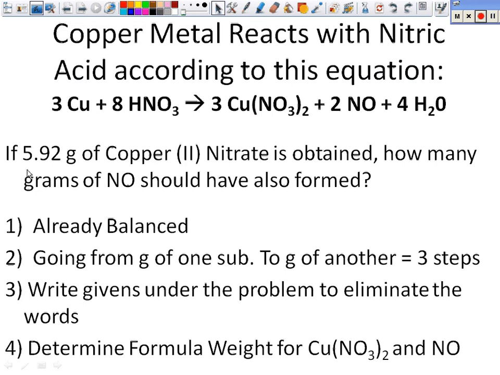We're going to skip this. This is basic. 5.2 grams of copper nitrate is obtained. How many grams of NO2 should also have formed? Basically, you're just going from grams of copper 2 nitrate to grams of nitrogen oxide. Real simple. That's a 3-step gram to gram. What would be your mole to mole ratio there? 3 to 2. Okay. So again, you know how to do that. I'm not going to waste your time on that one.